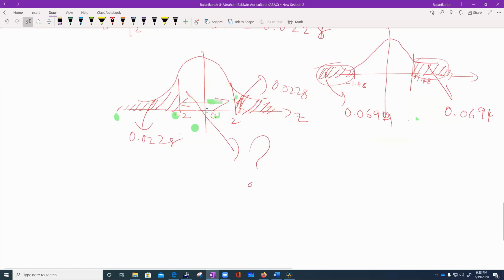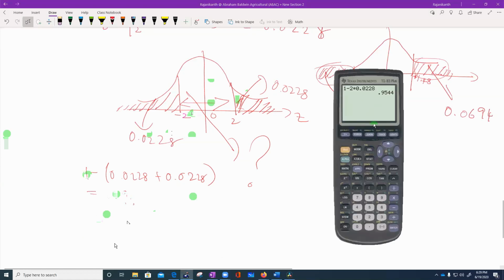Total area is 1, right? Yes. Total area is 1. I'm subtracting these two. 0.0228 plus 0.0228. Add these two colored areas, then subtract from 1. You will get the remaining uncolored area. That makes sense? Okay, 0.9544.